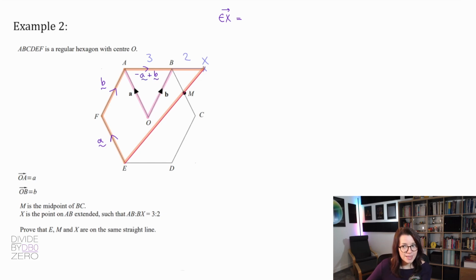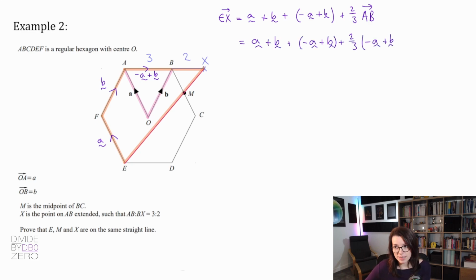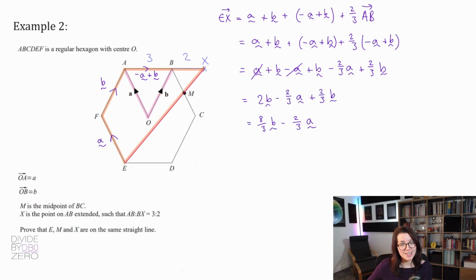And then to go from B to X, we can use that ratio to help us. Let's put that together. So E to X is going to be A plus B plus our vector AB, which we worked out was minus A plus B. And then to go from B to X, we actually want to do 2/3 of AB, because that ratio told us that AB to BX was 3:2. So BX is 2/3 of AB. Let's replace that AB with the minus A plus B. And then all we have to do is expand and simplify. Okay, so we have an expression for EX.